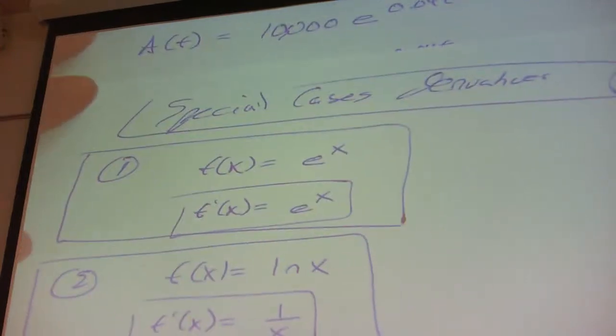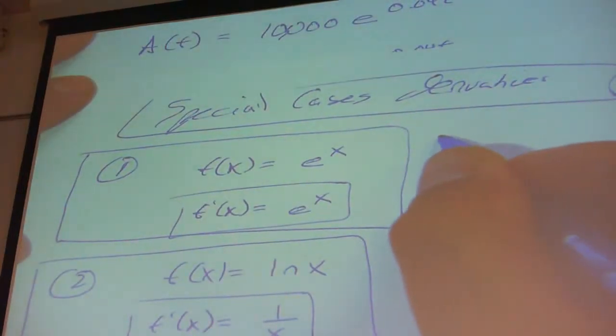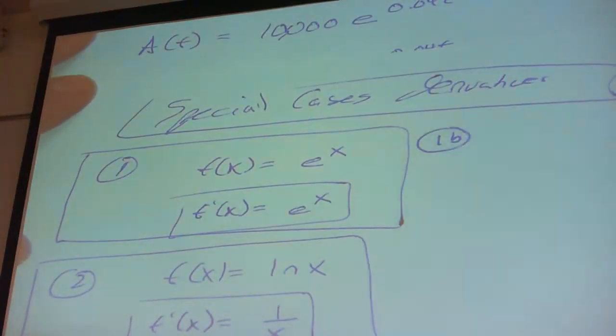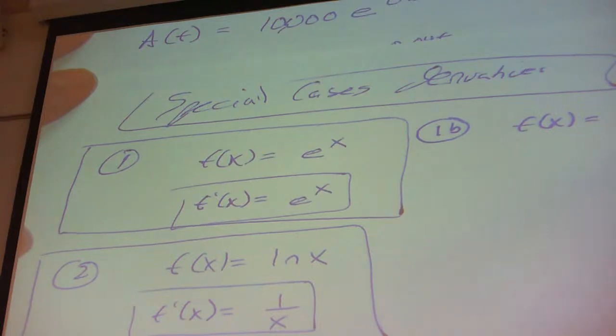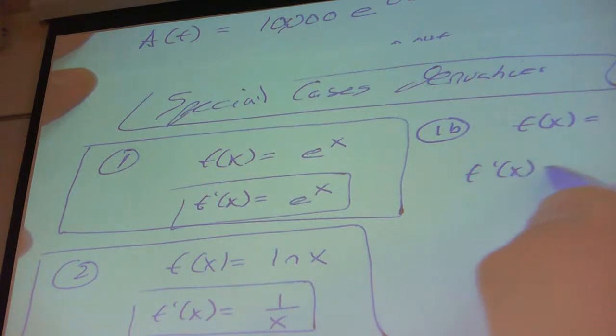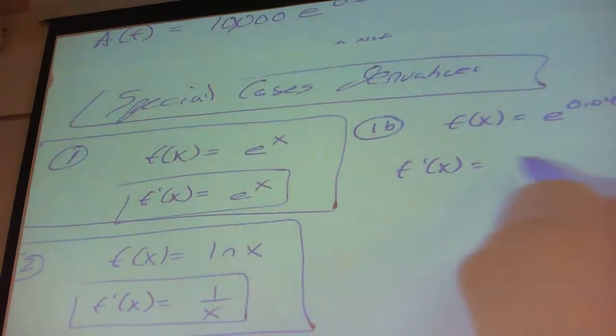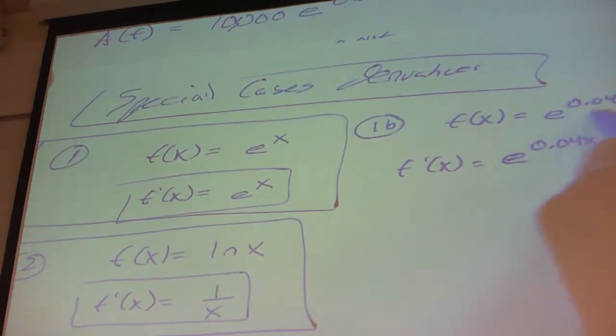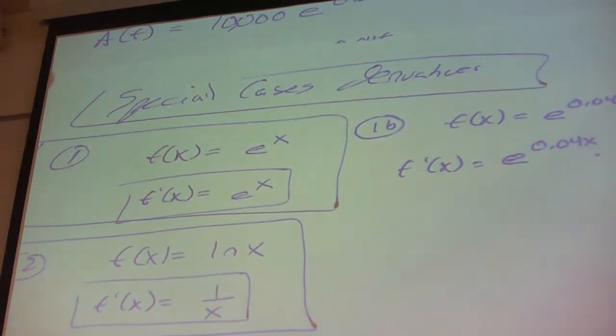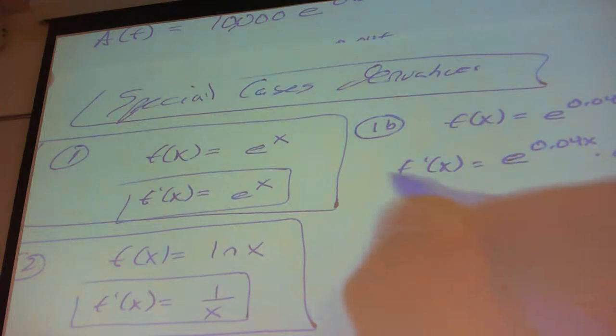And let's add that to our special cases. So in continuing with number 1, we'll call this 1b. If I had e to the 0.04x, to find the derivative, what's step 1? Rewrite it. And now, only if there's a number in front. If it's x squared or something like that, it's different. This is only if there's a number in front. You take the derivative of the number in front, it's 0.04.